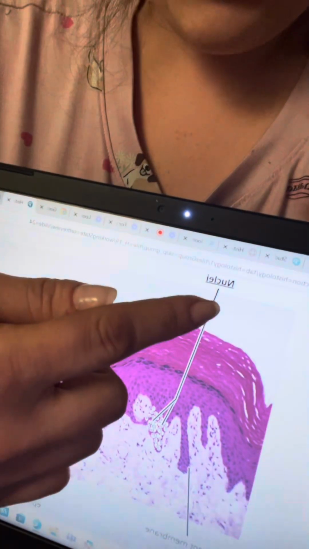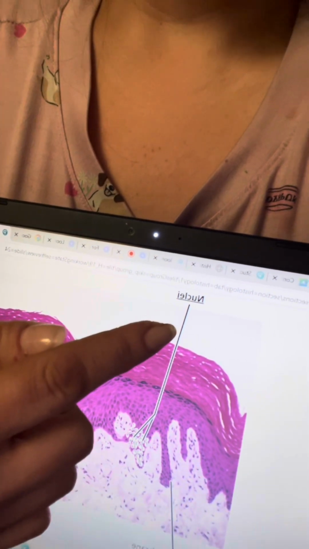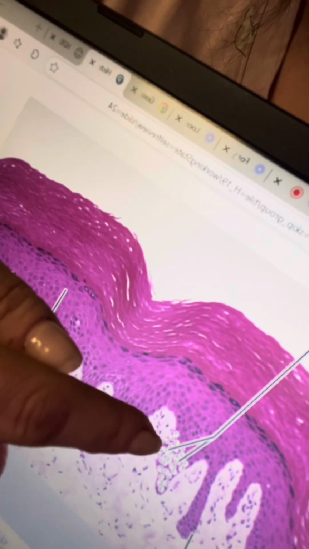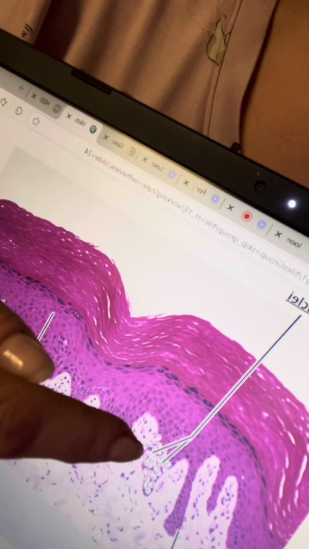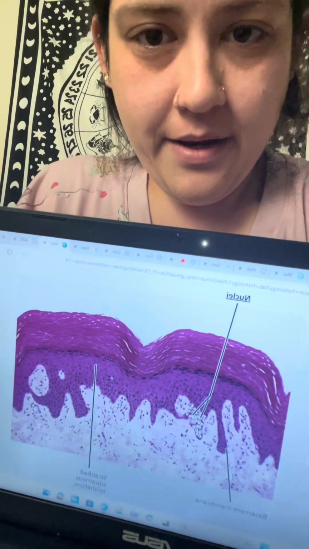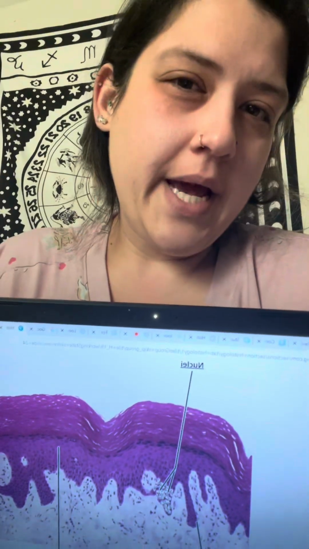And so this is labeled the nuclei. We know that the nuclei are located, you can kind of see, in the basal layer. Epithelial tissue has polarity. There's an apical and a basal layer. So we know that these nuclei are located in the basal layer because in the epidermis, the cells are all dead, right?